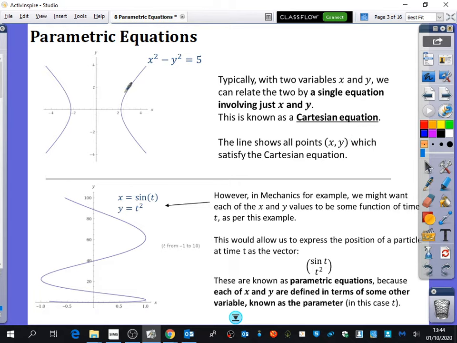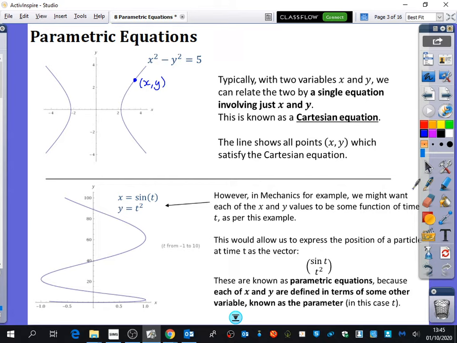So if I looked at any of these particular points on the graph, if I found the x coordinate and the y coordinate, the x coordinate squared, take away the y coordinate squared, would be equal to 5. I know that's kind of obvious, but it's just useful to remind us what each point actually means and how it relates to the equation. But we're going to be thinking about things in parametric now, which is a new way of expressing equations.